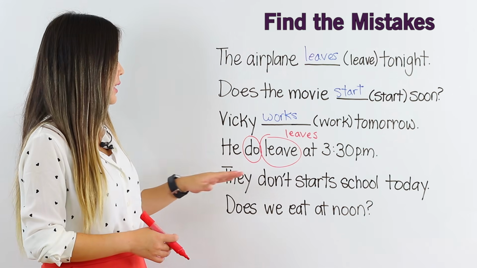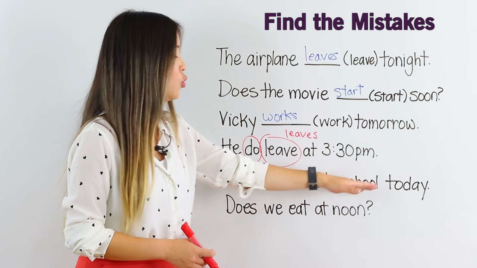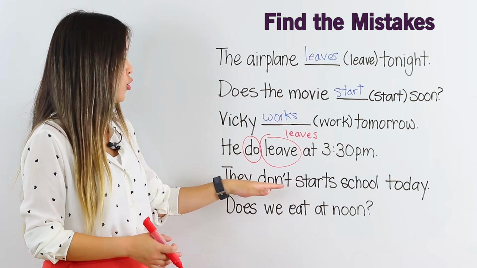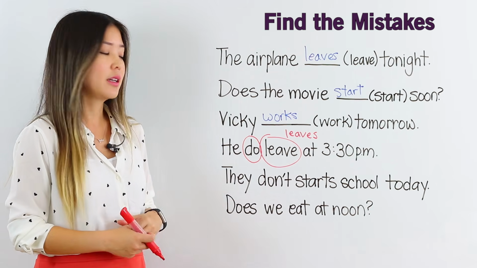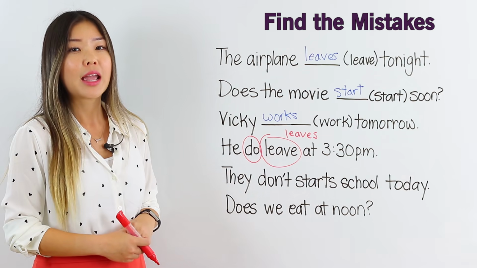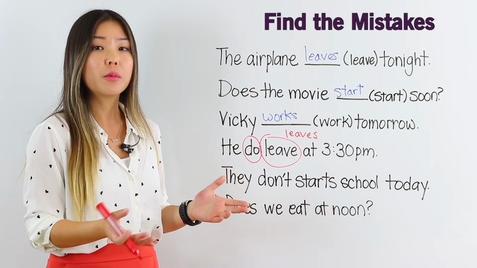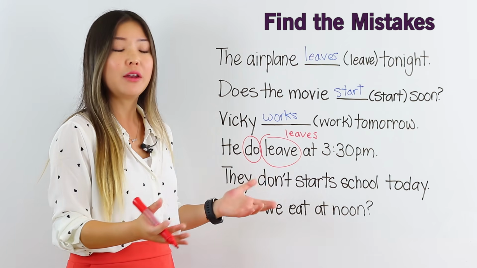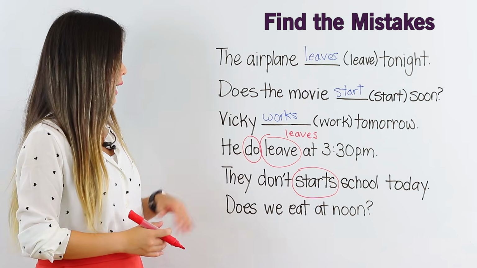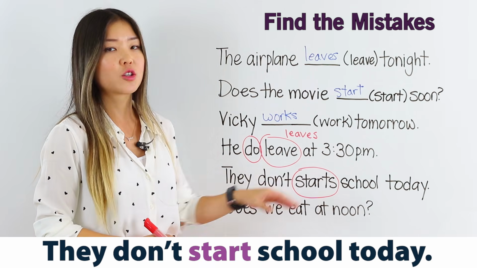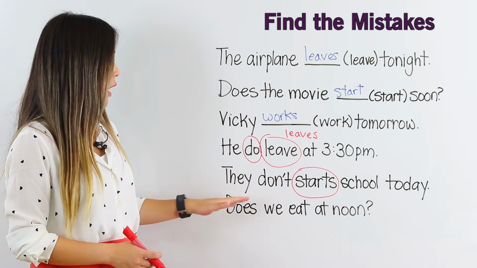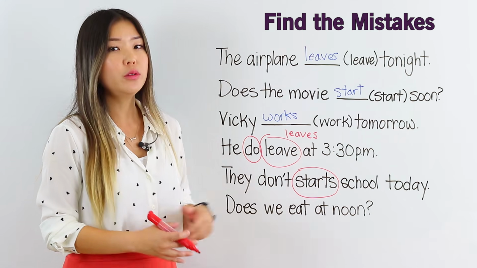In the next sentence, they don't starts school today. We have a negative sentence. They don't. That's correct. Do not is correct for subject pronoun they. However, in the negative form, we don't have to change the main verb at all. Therefore, all we will do is say, they don't start school today. No S. Finally, does we eat at noon?